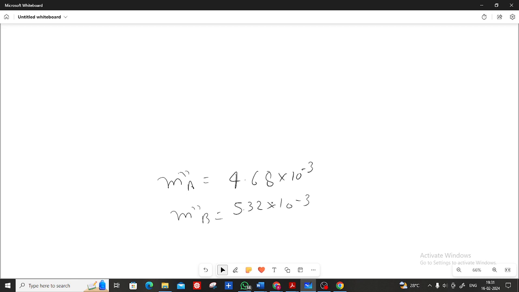Is this correct, sir? No. Your first answer is correct, but the second answer is not correct. Mass flux of B. See, first thing. Okay, I will solve it. It is not correct.